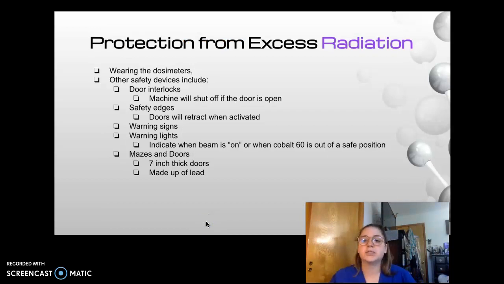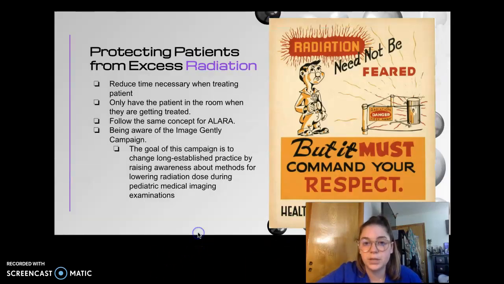And now, finally, some ways to protect ourselves from excess radiation. 1, practicing ALARA, like we said, time, distance, shielding, keeping that all to a minimum. Then we have wearing dosimeters. We have door interlocks, which shut the machine off as soon as the door is open. I've seen it in person, and it's actually insane how quickly it acknowledges. Then we have safety edges. We have the warning signs, warning lights, and mazes to keep the radiation to a minimum.